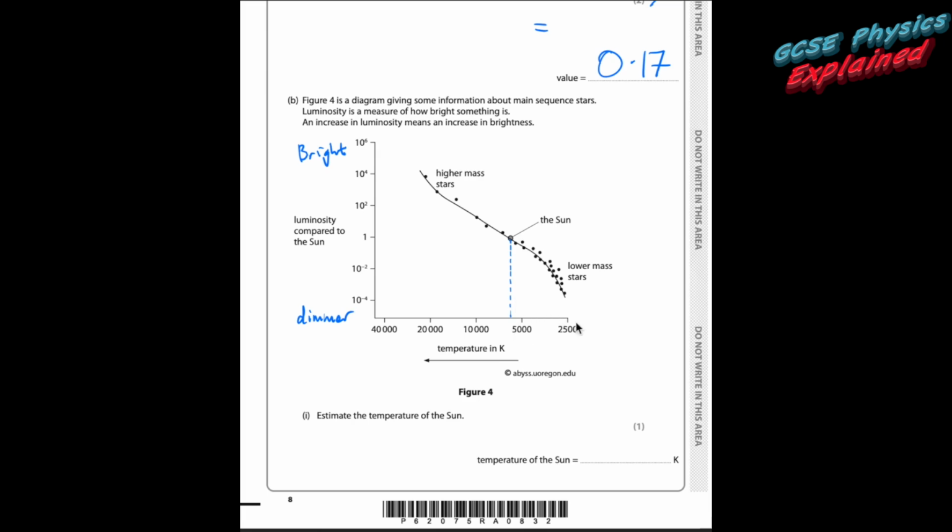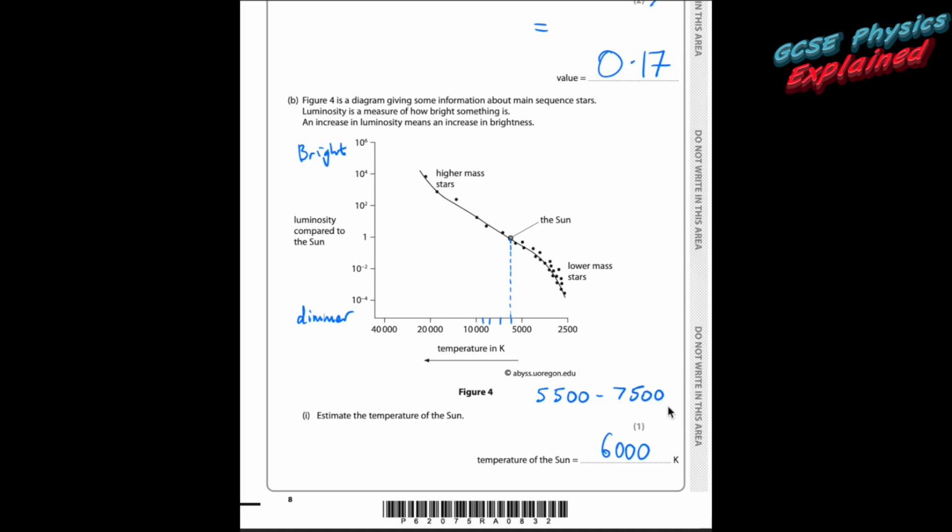Now that's a funny scale. So it's actually getting colder as you go from right to left. So if that's 5,000 there, what's that? 6,000, 7,000, 8,000, 9,000. So it's going to be about 6,000-ish. Now they'll accept any value between 5,500 and 7,500.